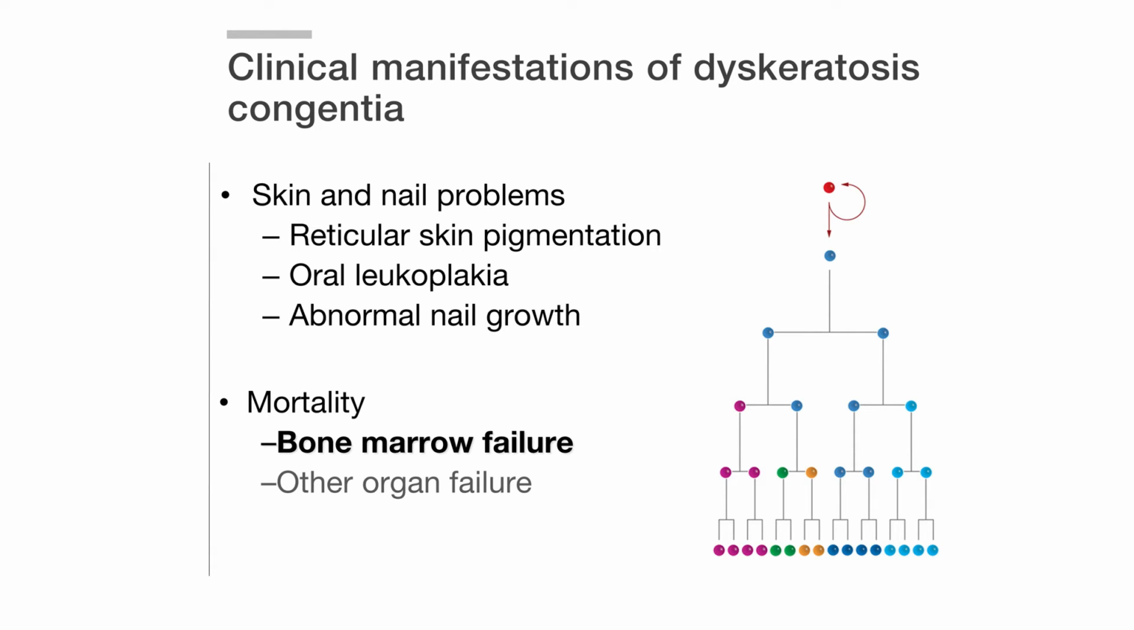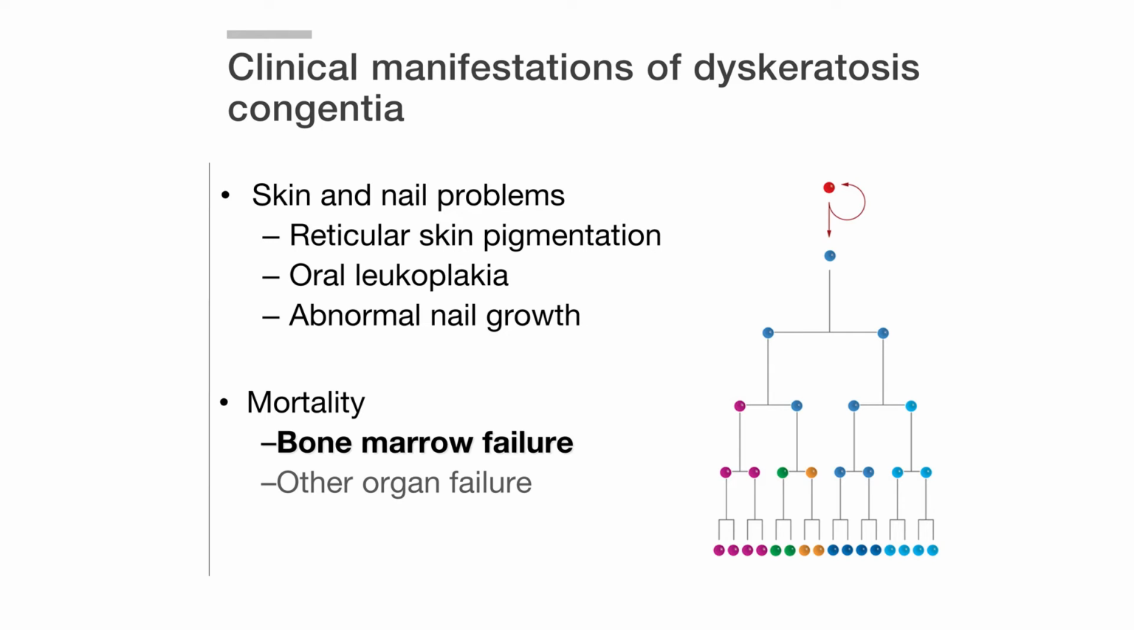So some of the clinical manifestations of dyskeratosis congenita. The disease gets its name because there are skin and nail problems. So you can see abnormal nail growth as well as hyperpigmentation and oral leukoplakia in the mouth. So these are the presentations and the reason that the disease gets its name, dyskeratosis, because what the doctor initially sees are these skin manifestations.